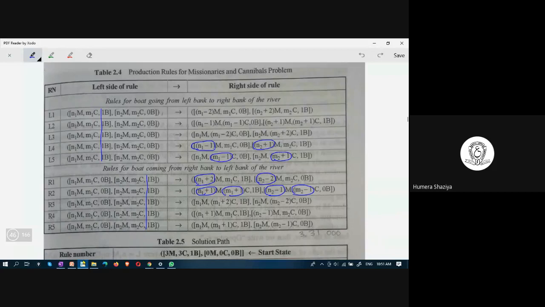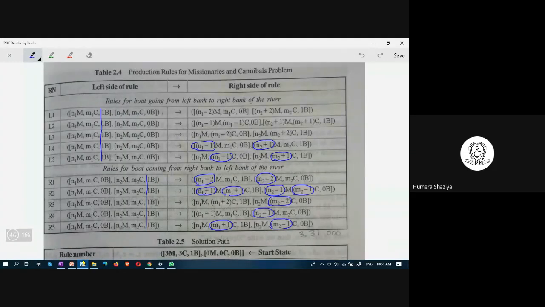R3 says carry only two cannibals. In R4, one missionary is taken from one side to another, which is from right to left. In R5, one cannibal is taken from right to left. Here M1 is added. Are these rules clear, students? Now, can you tell me how to apply the rules?